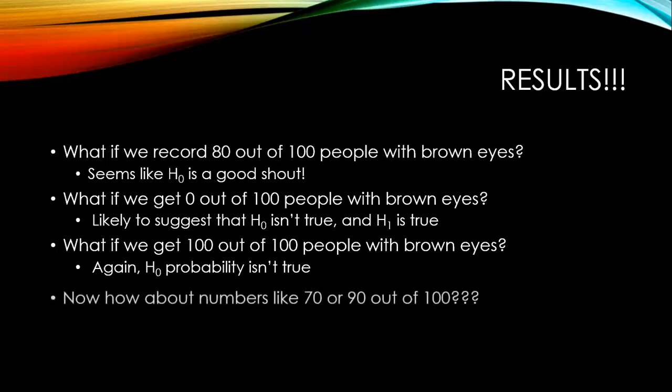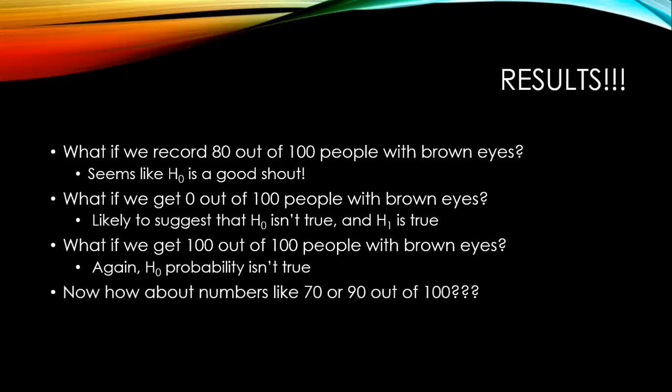Again, not proving anything. Now, this is where it gets a little bit interesting. What if you collect your sample of 100 people and you find out that maybe 70 of those people have brown eyes, or maybe 90, or maybe 75, or maybe 85? So close to 80%, but not quite 80, and not a million miles away. So what do we say in this case?